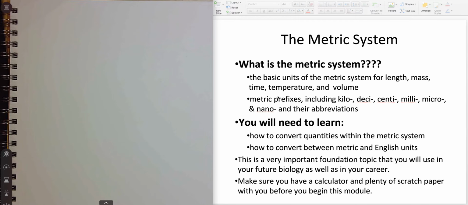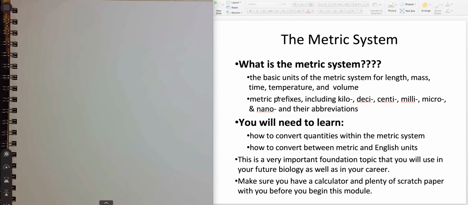Mass in the metric system is always grams, right? In the United States, mass could be anything from ounces to pounds to stones. I mean, there's all sorts of weird things that we do. But in the metric system, it's always the same thing. It's grams. Time is the same no matter what, seconds and minutes, and so forth. Temperature in the metric system is in Celsius, and then volume is always in liters.